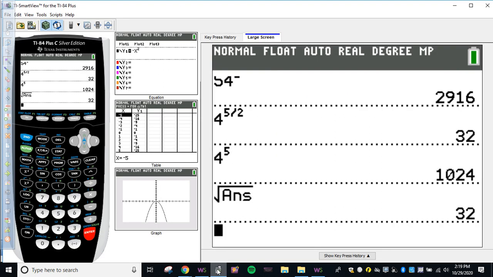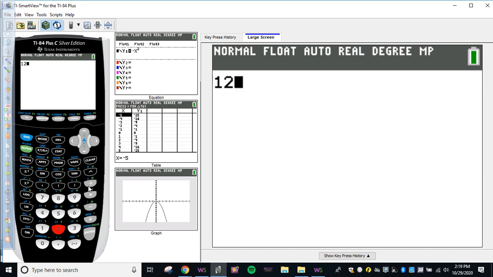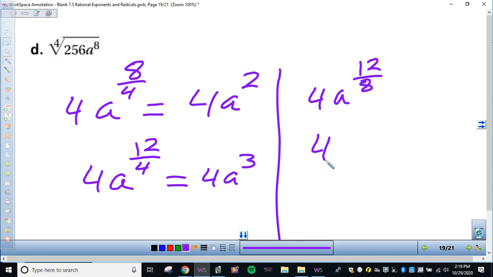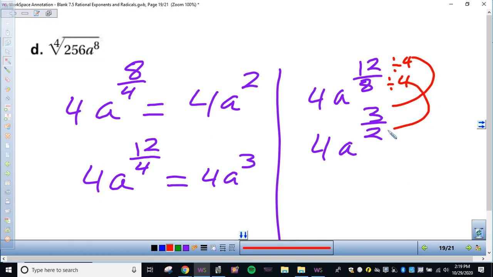But in the graphing calculator, I can do 12 divided by 8. It'll give me a decimal. That's fine. I just hit math, enter, enter, and I'll change that decimal into a fraction. So what is 12 over 8 reduced? 3 over 2. 4a to the 3/2. I like it. Okay. Now, if you have to go old school with that reducing of the fraction, you would divide top and bottom by 4, and that's what you get. Okay?